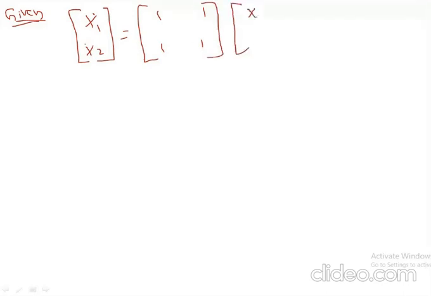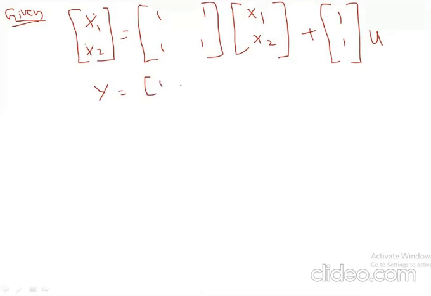Here the given model is x1 dot, x2 dot is equal to the matrix [1 1; 1 1] into x1, x2, plus [1 1] into u, and also y is equal to [1 1] into x1, x2. So this is the given data.